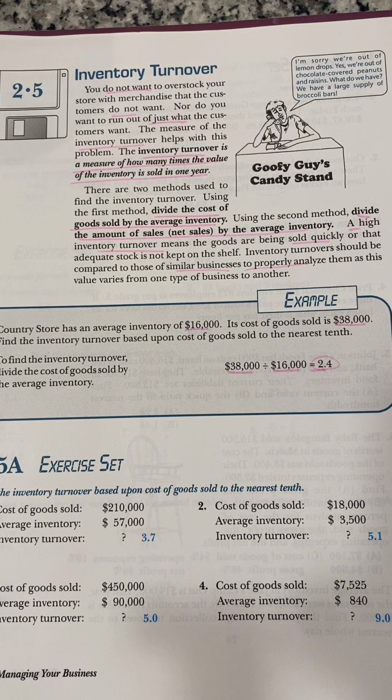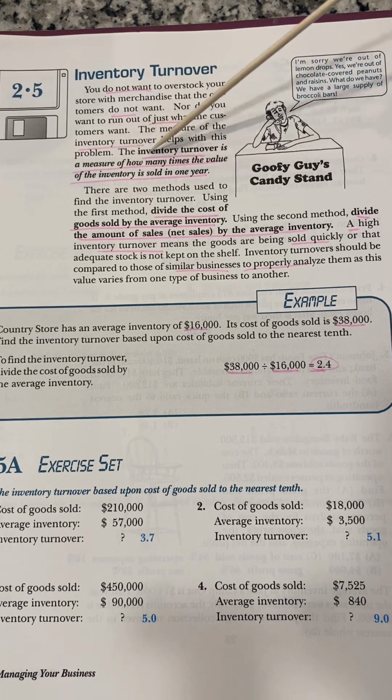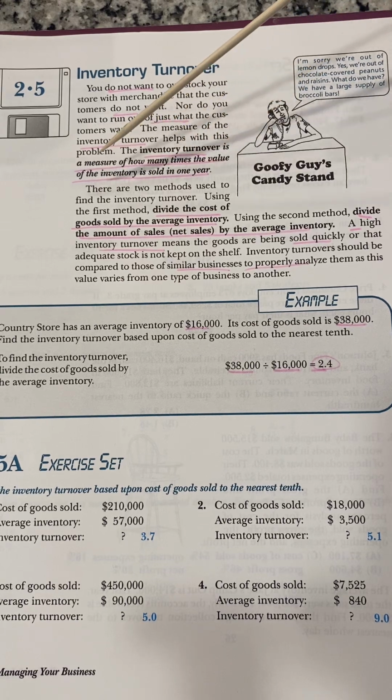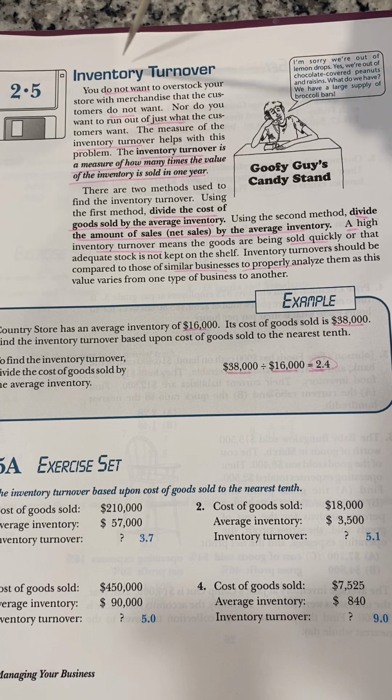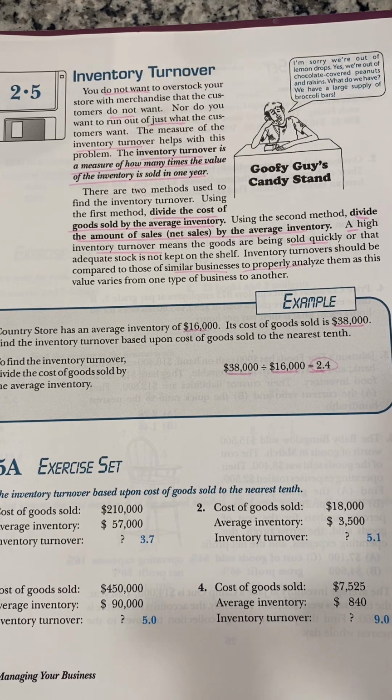It says here, the inventory turnover is a measure of how many times the value of the inventory is sold in 1 year. Just remember, very important for test questions, inventory turnover is always measured annually, or in a 1 year period of time. So if they're giving you inventory for just, say, a quarter of a year, you'll have to times it by 4. It's always by 1 whole year.